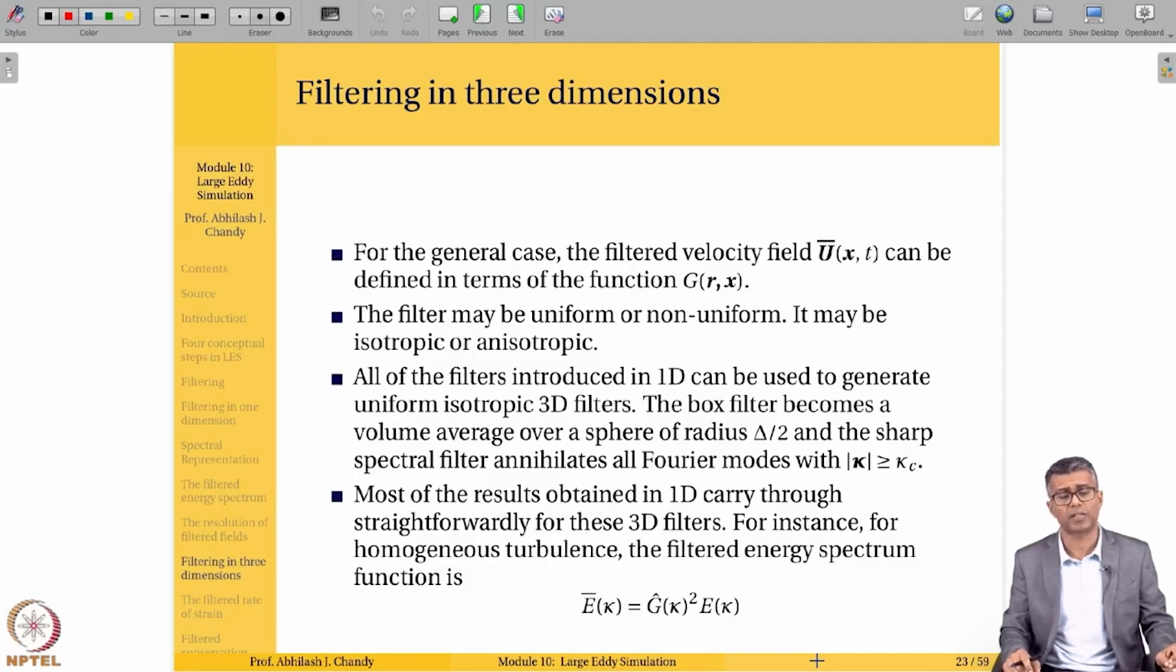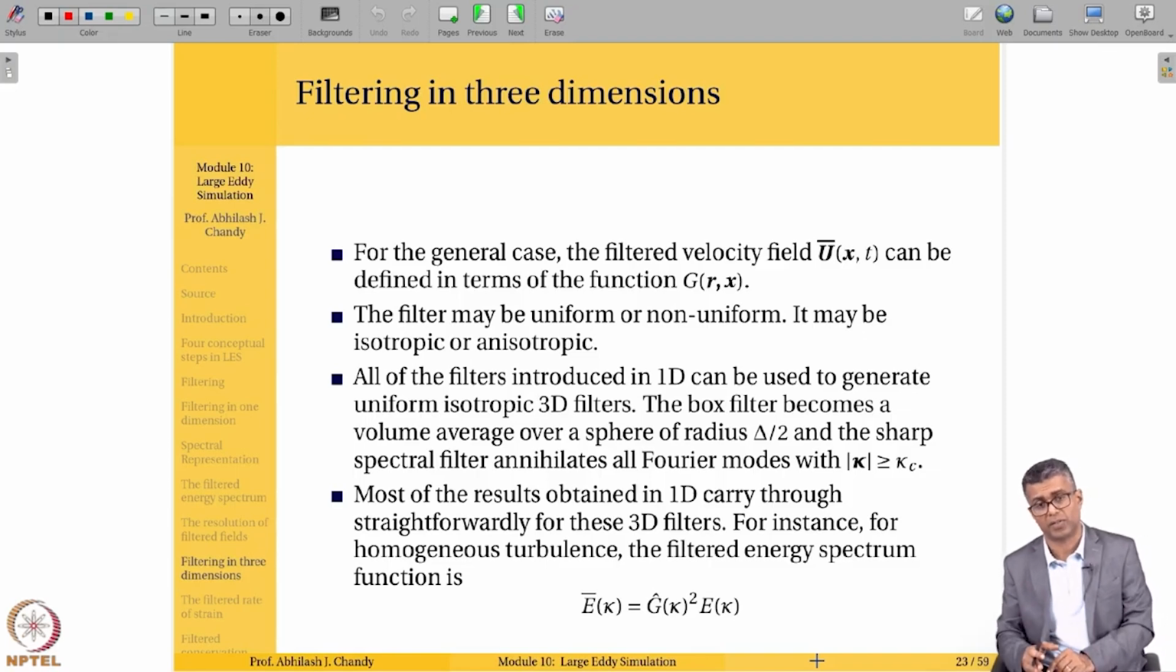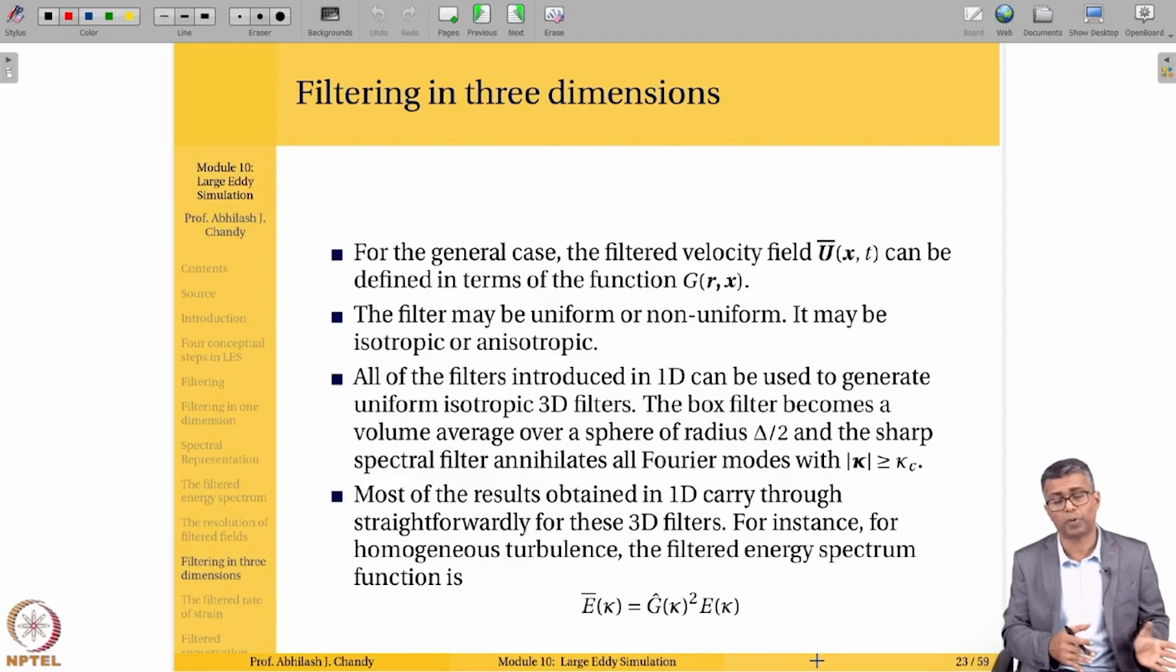So for the general case, the filtered velocity field can be defined in terms of G of r and x. As you can see, u is in bold because it is 3D. x is in bold because it's a 3D space. U bar is a filtered field, which is also 3D, of course. And the filter function G of r and x, in general, could be a function of r and x. So it could be uniform, non-uniform, it could be isotropic, it could be anisotropic.